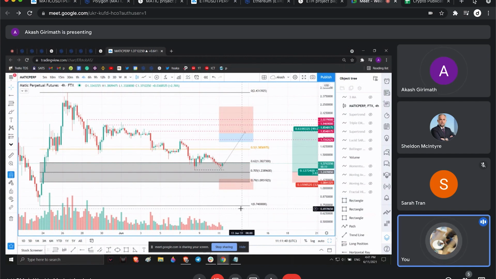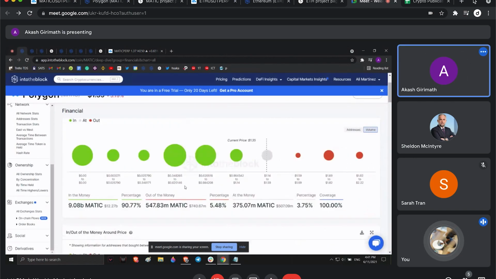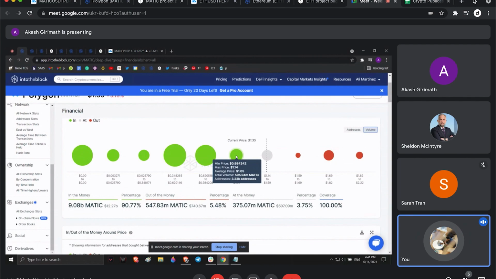I have a question for you. If you go back to the global, you're seeing right there a lot of support, from 1.40 all the way down to 34 cents. That's a massive area of support right there.